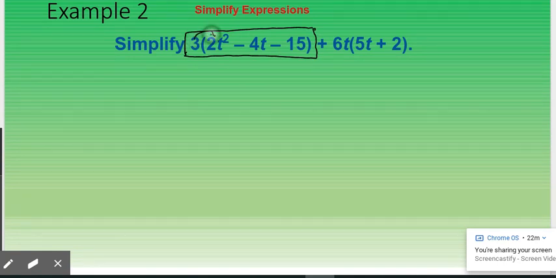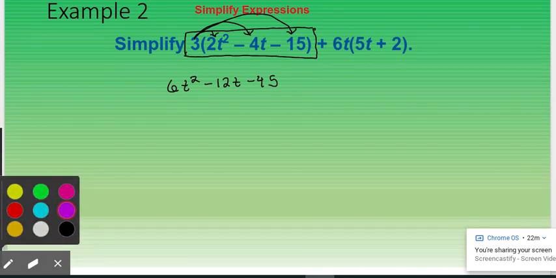3 times 2t squared, that would be 6t squared. 3 times negative 4t is negative 12t. And 3 times negative 15 is negative 45. Now I go to the second one. Oh, that's a little hard to see. Let me go back to black.